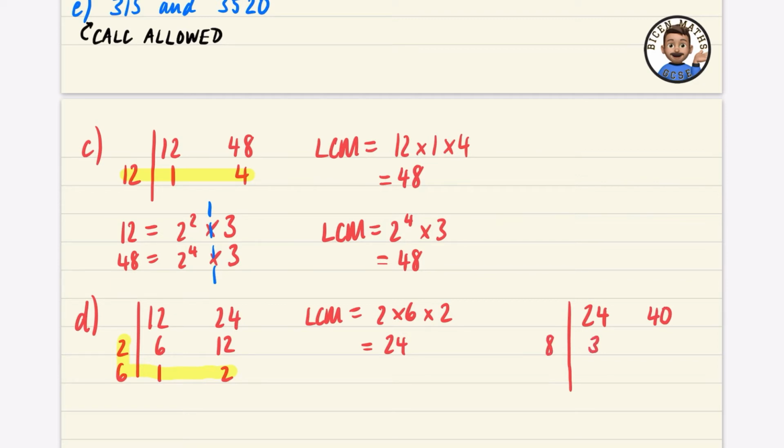24 divided by 8 is 3, and 40 divided by 8 is 5. I can't go any further with that because 3 and 5 have only got 1 in common. So I'm just going to multiply those. Obviously it would be the L shape, but we're not going to have that bit above the 8.